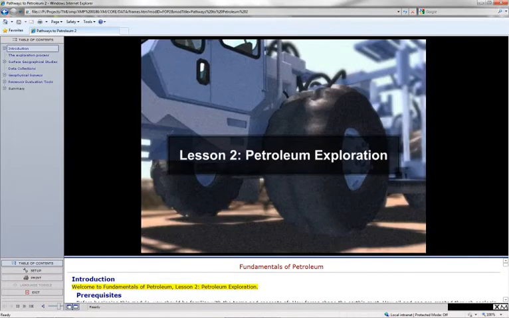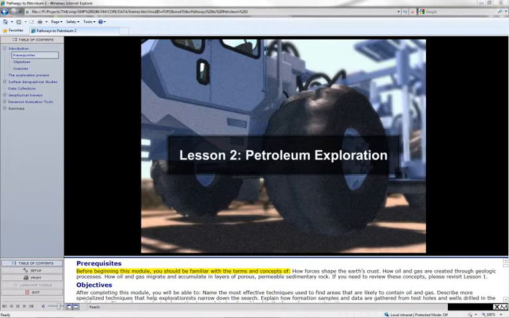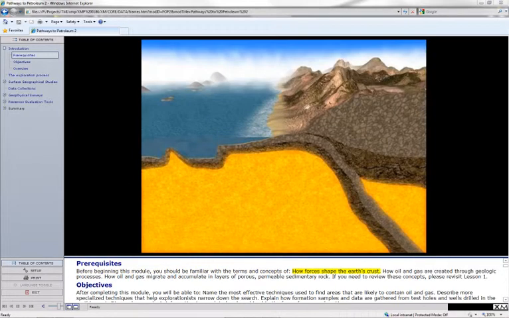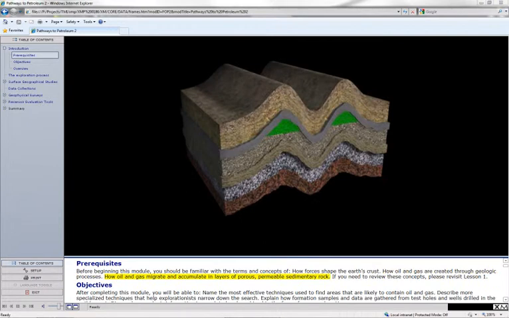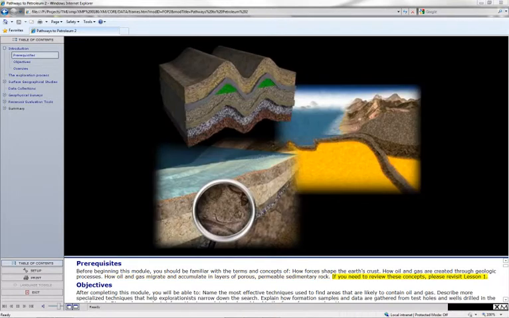Welcome to Fundamentals of Petroleum, Lesson 2, Petroleum Exploration. Before beginning this module, you should be familiar with the terms and concepts of how forces shape the Earth's crust, how oil and gas are created through geologic processes, how oil and gas migrate and accumulate in layers of porous, permeable sedimentary rock. If you need to review these concepts, please revisit Lesson 1.